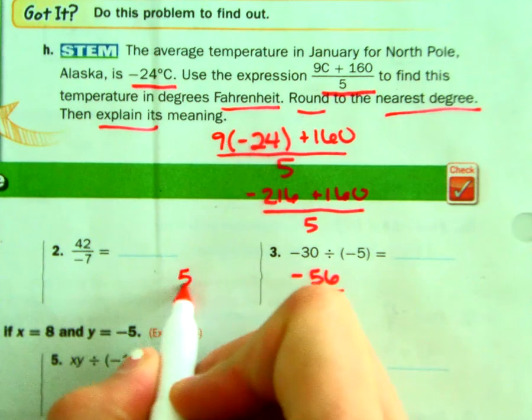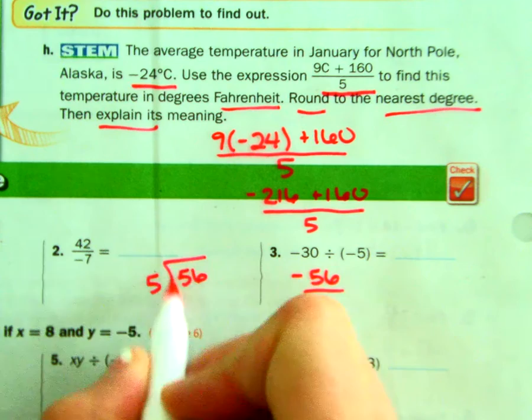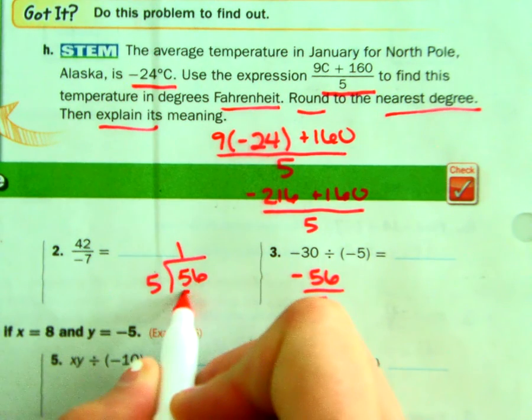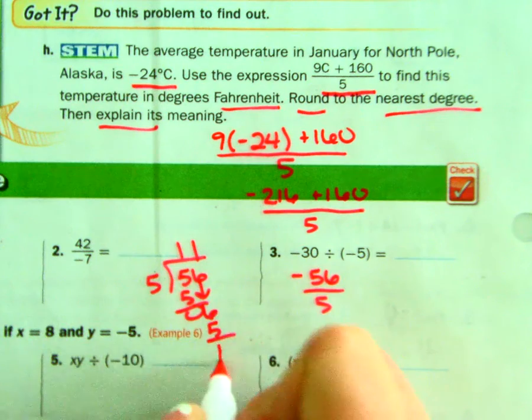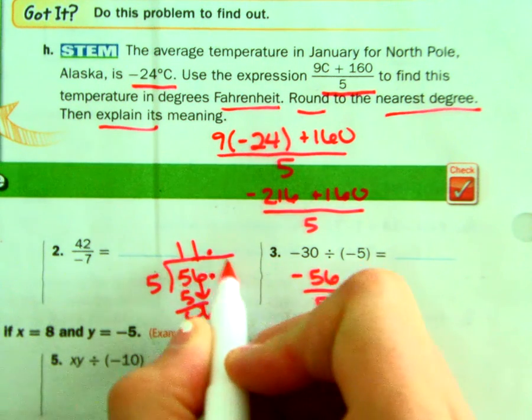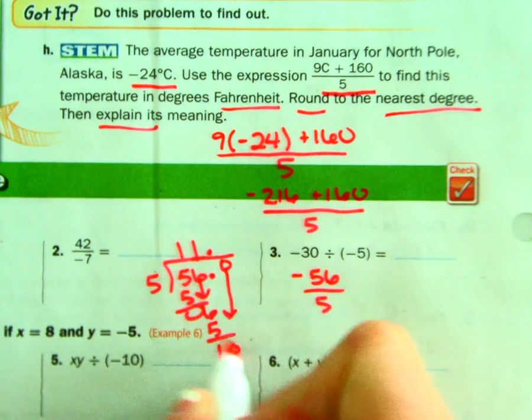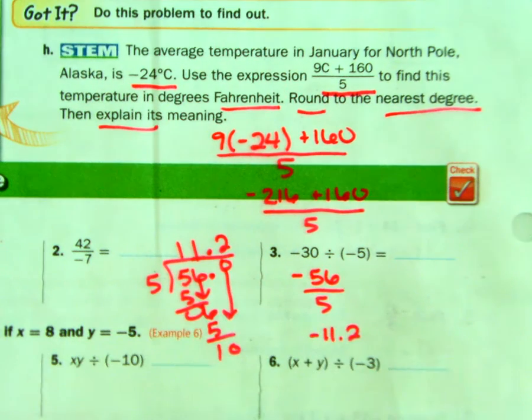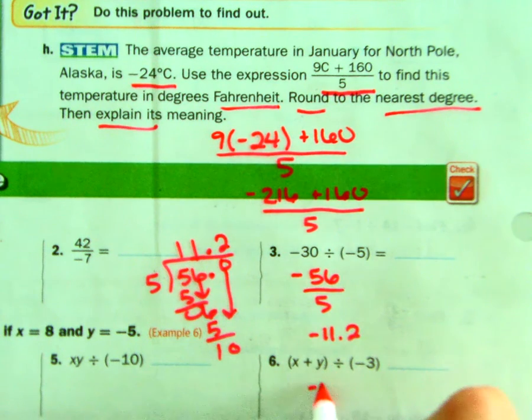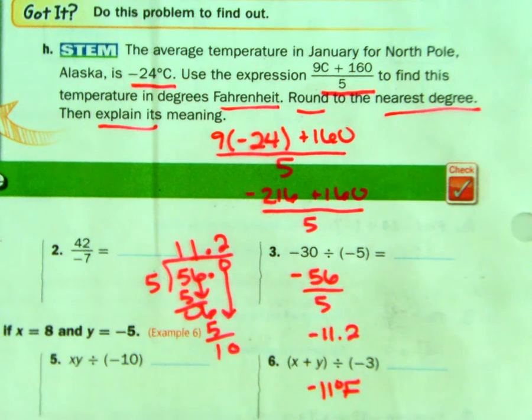So when we divide those, it was in 5 one time. Bring down our 6. It's in there once. We're left over with 1, so now we got to add our decimal point and zeros. Bring the 0 down. 5 goes into 10 2 times, so we would get negative 11 and 2/10, and then it asked us to round to the nearest degree. So I'd say my answer would be negative 11 degrees Fahrenheit. And to explain it, we'd say the average temperature in North Pole, Alaska for January would be negative 11 degrees Fahrenheit.